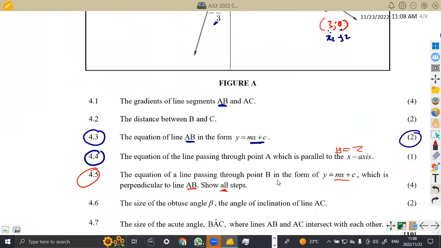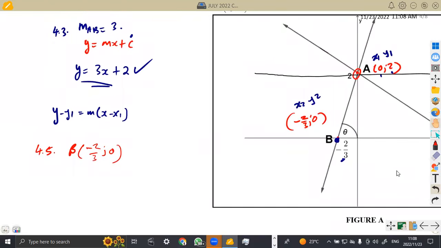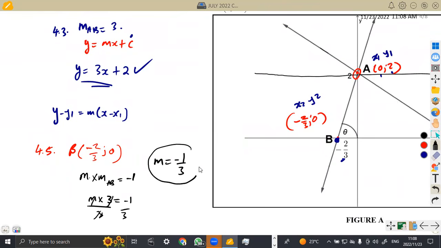So remember, for two lines to be perpendicular, the product of their gradients should give us negative 1. So that means the gradient that we need times the gradient of line AB should give us negative 1. We have the gradient of AB, which is 3. So we must get negative 1. So divide by 3 both sides. So m is going to be negative 1 over 3, which is the gradient.